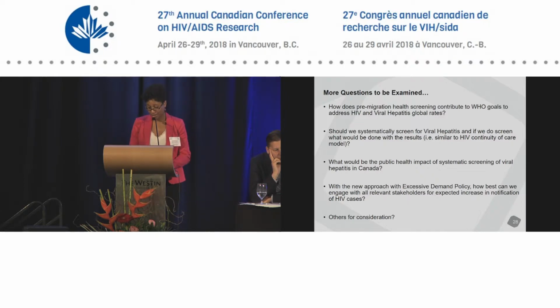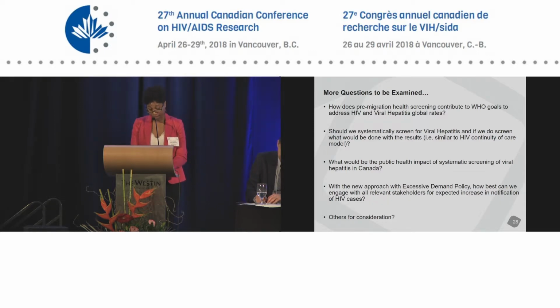that arise and that need to be examined. And there's just several here that are listed, but again, we could speak to so many more questions here. For one, how does pre-migration health screening contribute to the WHO goals to address HIV and viral hepatitis global rates, given, again, the new approach to this policy of excessive demand? Should we systematically screen for viral hepatitis? And if we do screen, what do we do with the results? And how will we follow up with these individuals, et cetera?